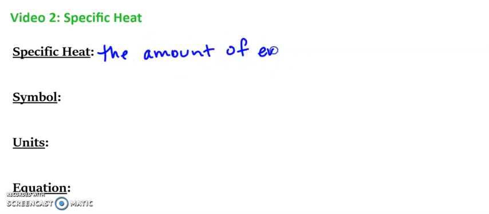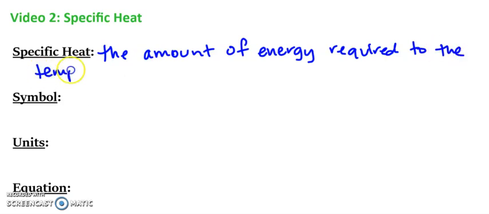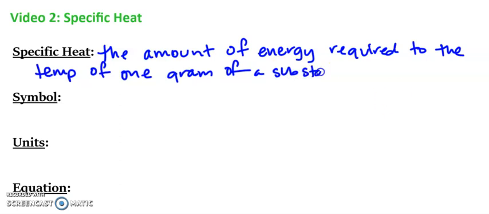So first, specific heat is the amount of energy required to raise the temp of 1 gram of a substance 1 degree Celsius. So 1 degree Celsius is the same as 1 Kelvin. So I'm going to add that in there.